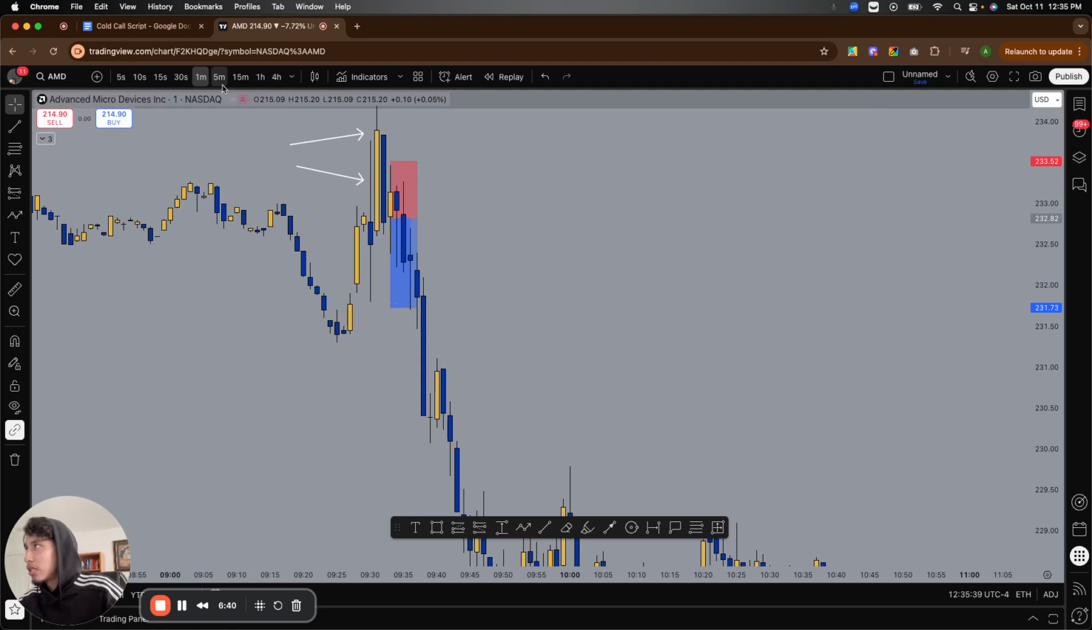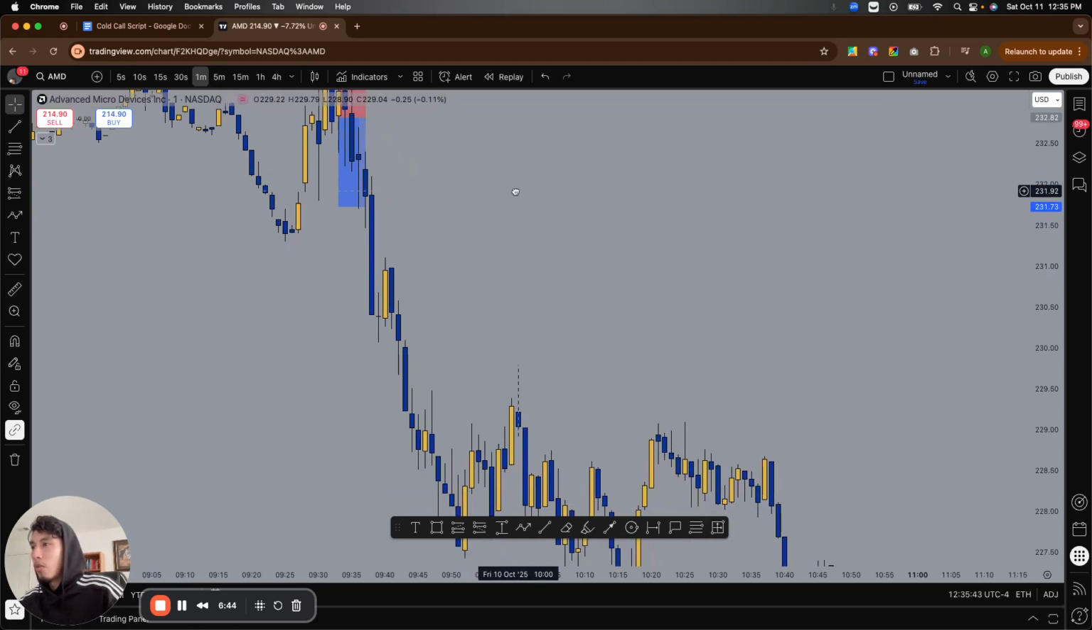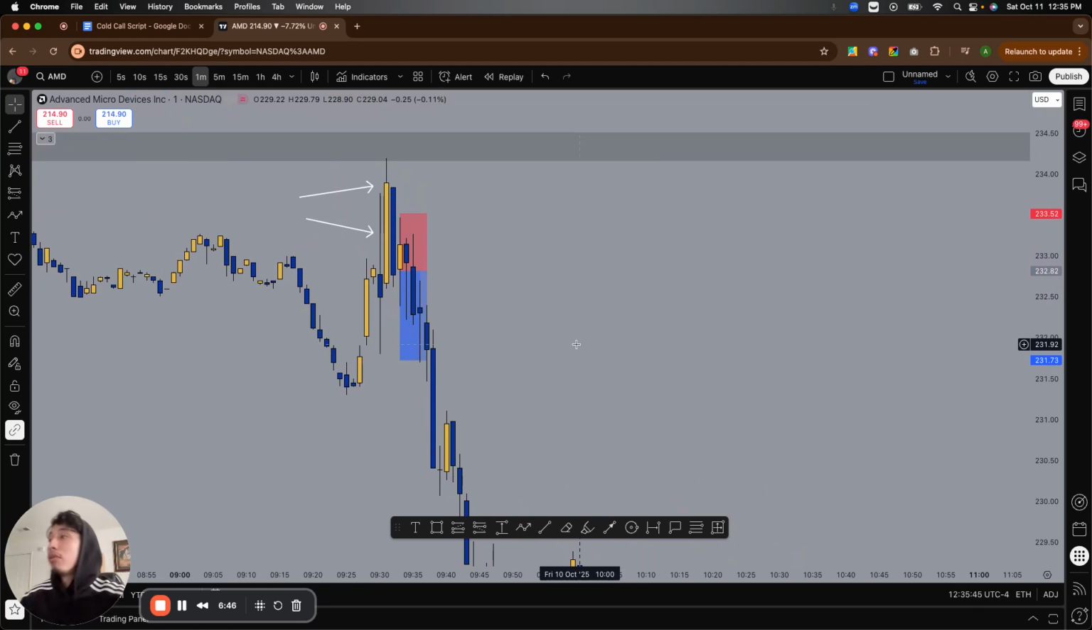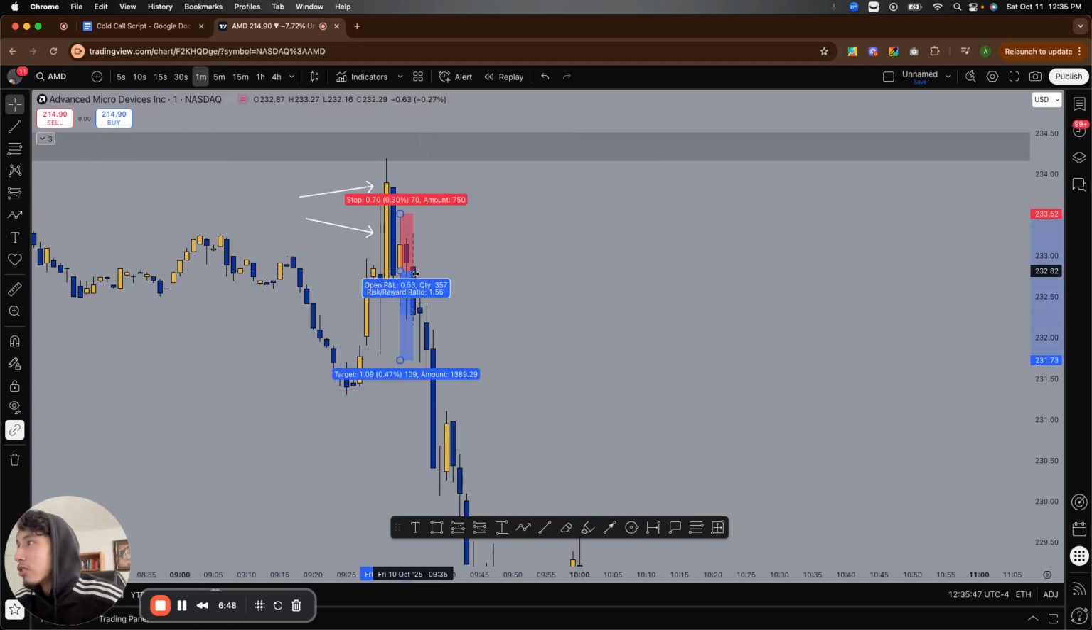If I didn't trade zero DTE, then I probably would have had my target right here, which still I would have missed out on a lot. But that's where I want to bring in the next segment, which is holding on to trades.